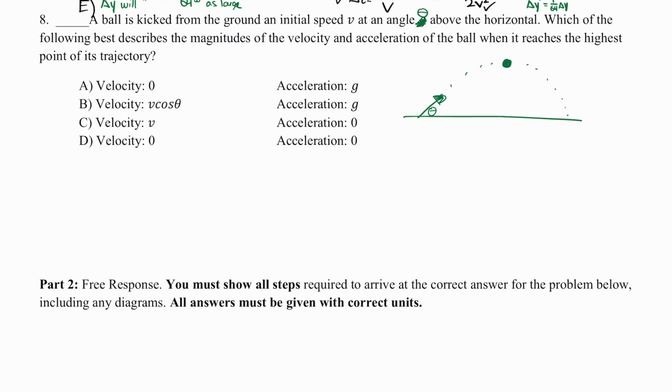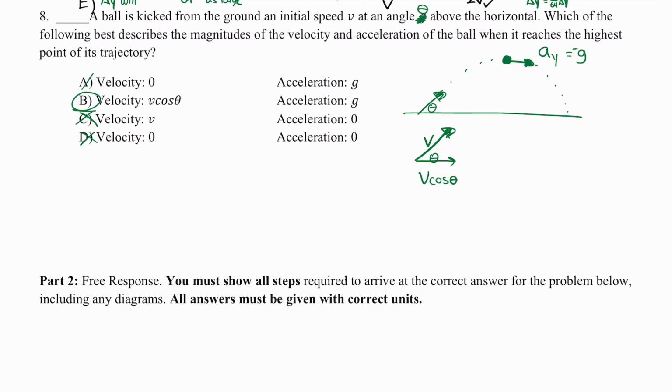At the very peak, I definitely know that my acceleration, the magnitude, is equal to g, but the direction is always downward. So I can cancel out C and D. At the peak, the velocity is 0 vertically, but it still has a horizontal piece to it that remains constant throughout the entire trajectory. And so if I have something launched at speed v at an angle theta, the horizontal component would be v cosine theta. So that will be the amount, and my answer is letter B.